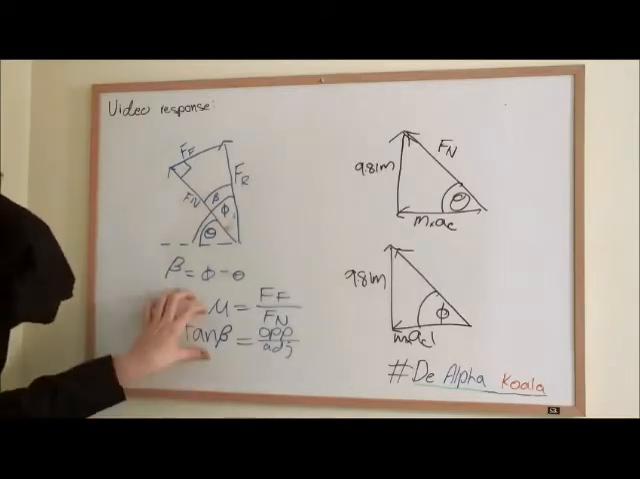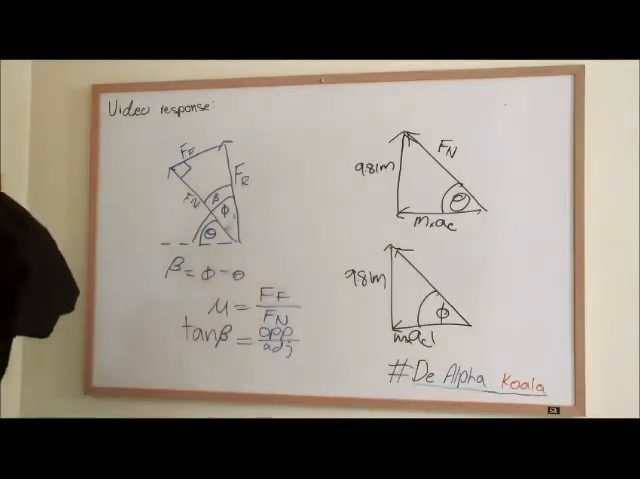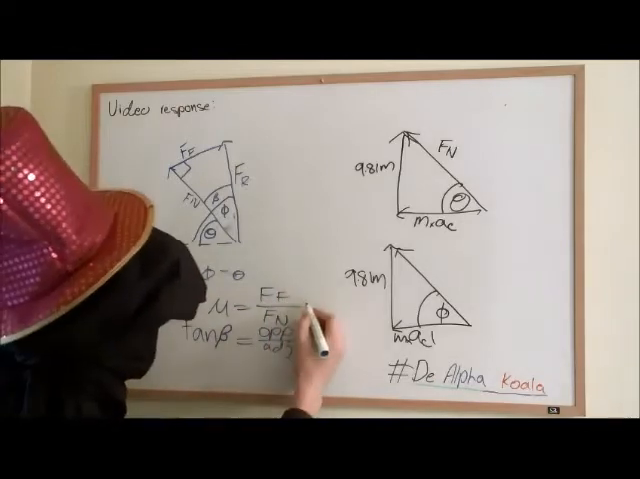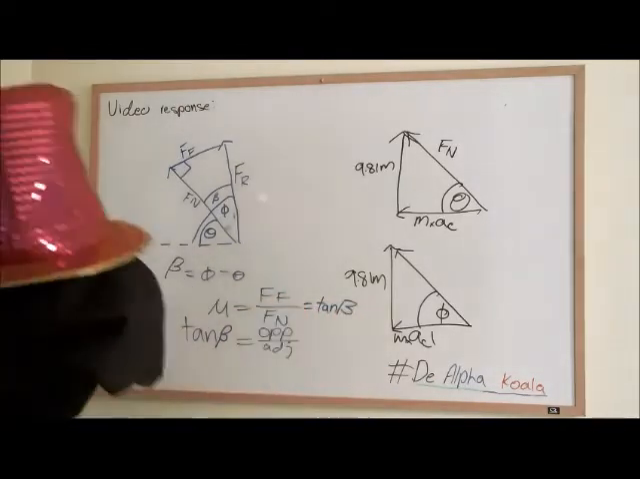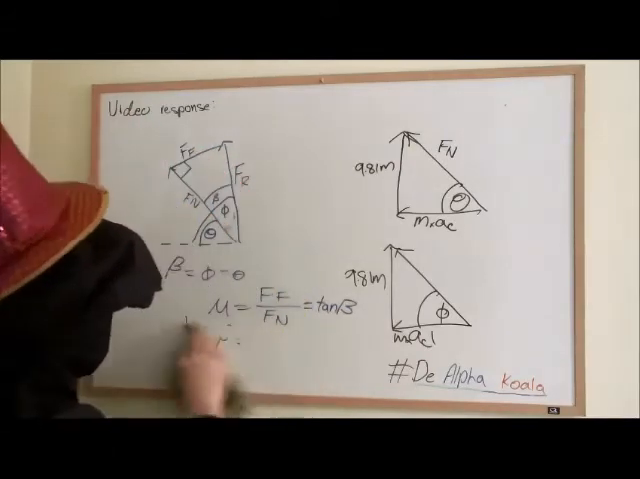So in fact, tan beta will equal mu, because these two are equal. So you could say that mu equals the frictional force over Fn, which is equal to tan beta, because that's just going to be your opposite, and that's going to be your adjacent. This part here is kind of a shortcut.